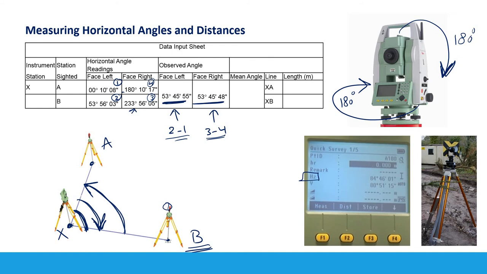Also, if you look here, for the face left and the face right over A, these two numbers should be within 180 degrees, plus minus a couple of seconds. And also the difference between the face left over B and the face right over B, these two numbers here should be within 180 degrees plus minus a couple of seconds.